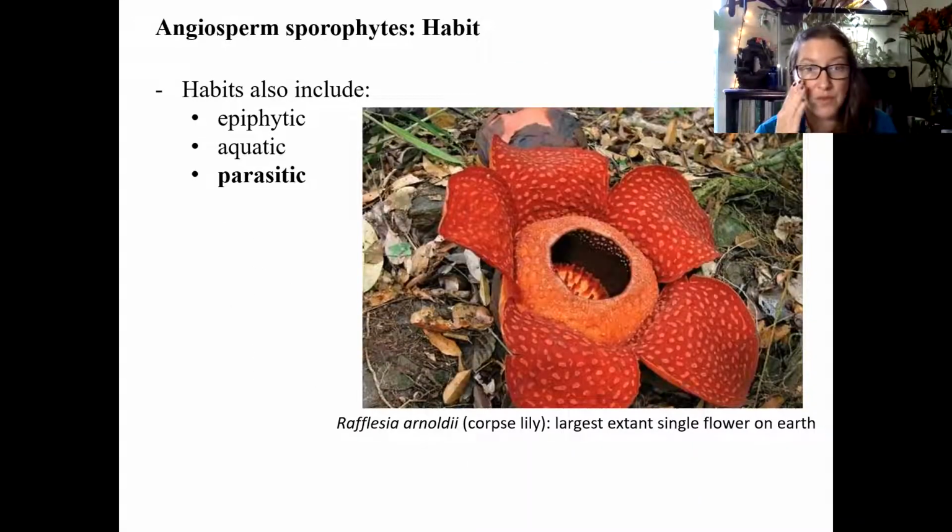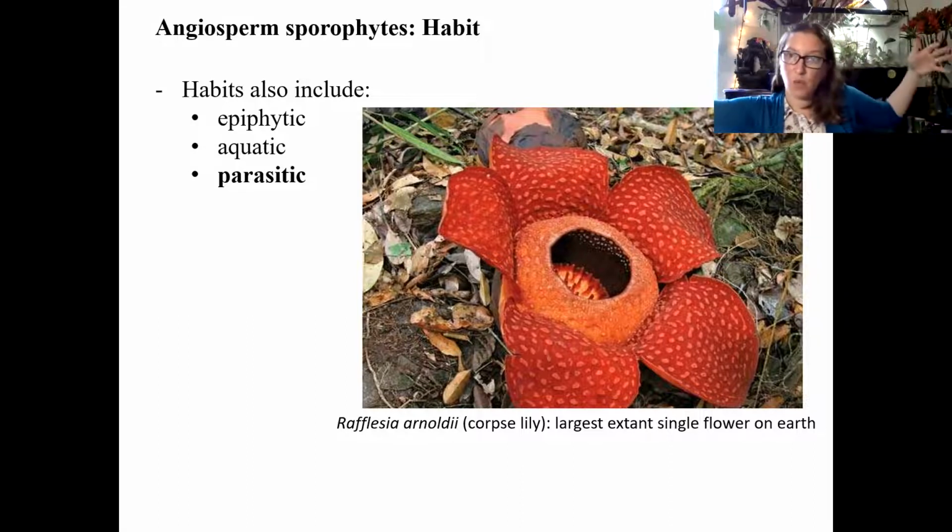Here's another example of a parasitic plant, and this parasitic plant is an example of the single largest flower on Earth. So this whole thing is one flower. There's another version of a corpse lily that is famous at different botanical gardens for being a very large flower. And that's true, that's a very large flower too, but I believe that one's an inflorescence. Have to look into that. But this one is a single flower, one single flower.